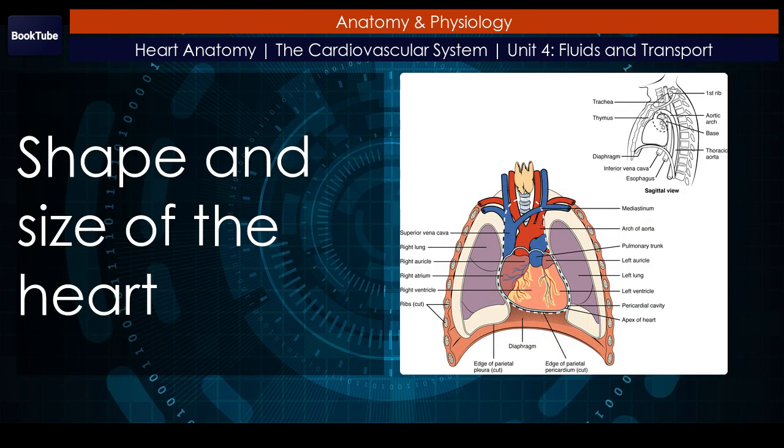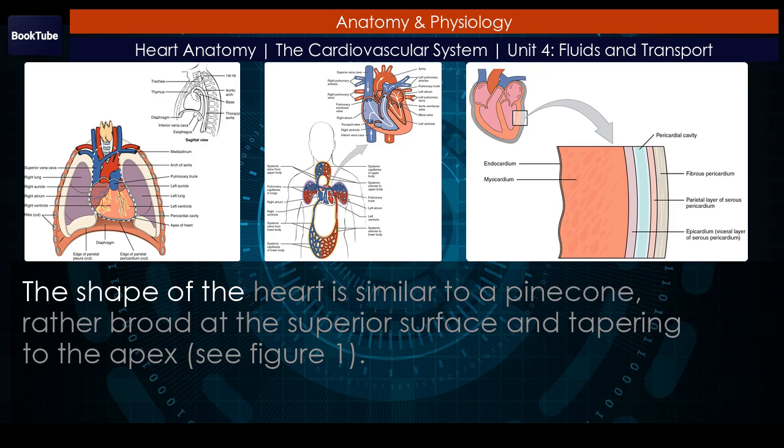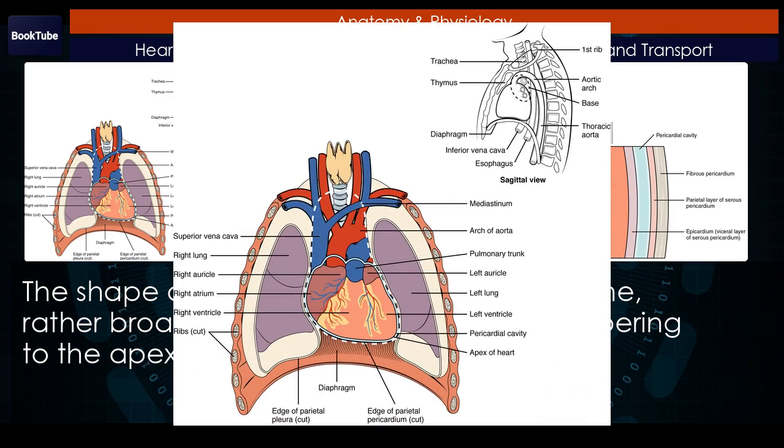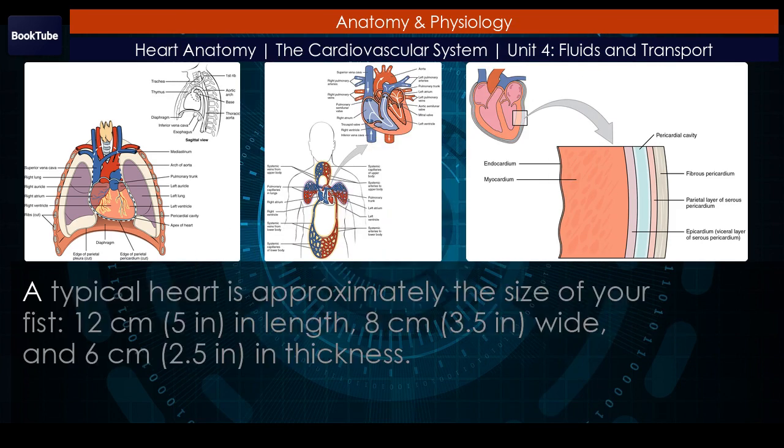Shape and size of the heart. The shape of the heart is similar to a pinecone, rather broad at the superior surface and tapering to the apex. See Figure 1. A typical heart is approximately the size of your fist: 12 centimeters (5 in) in length, 8 centimeters (3.5 in) wide, and 6 centimeters (2.5 in) in thickness.